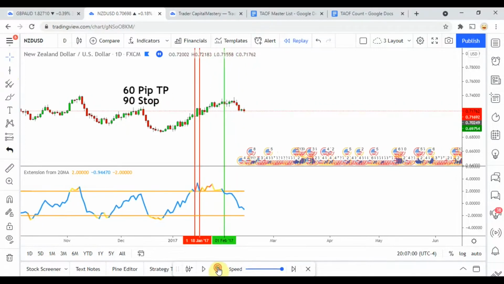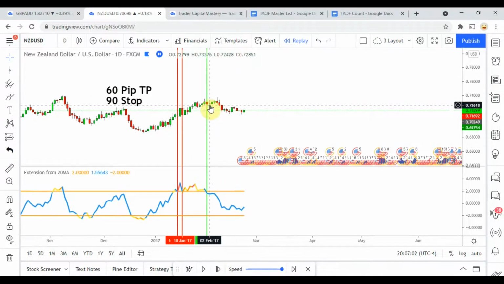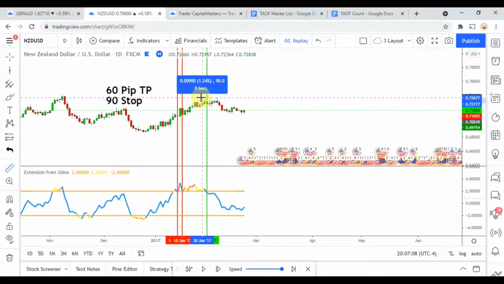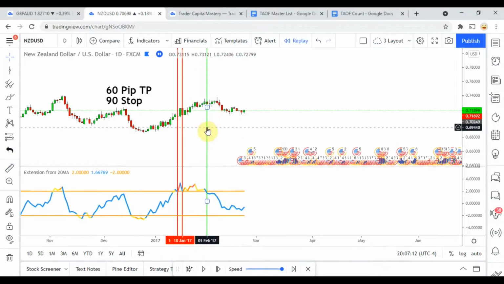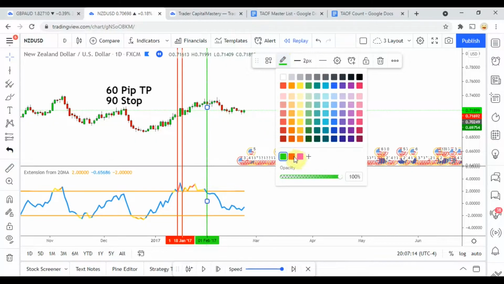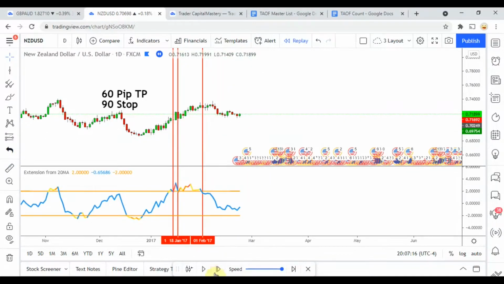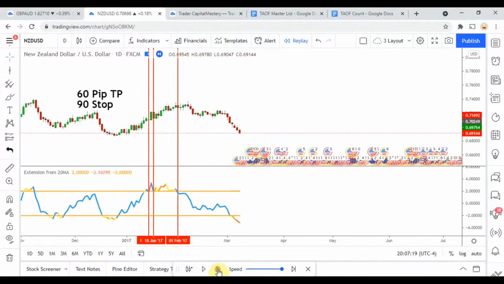So continue on here. All right, we got a short signal right there. Looks like we got to take profit. Let's just double check that we did not blow through our stop over here on this side. And unfortunately, we did, by 5 pips. That's quite a shame.